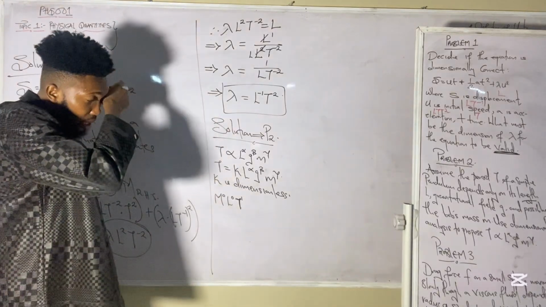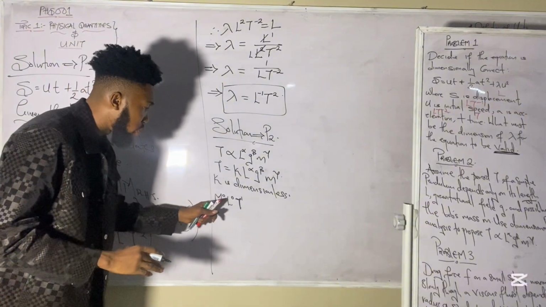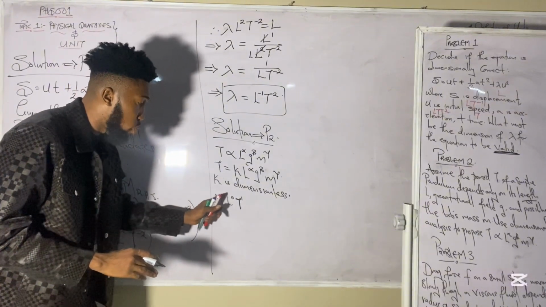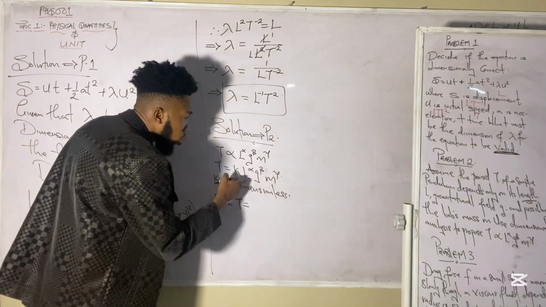Why am I doing this? I'm just doing this for clarification purposes. It means that the dimension of T does not have M, does not have L. So it's still the same thing. M to the 0, L to the 0, T to the 1 is just T. But I wrote it here for comparison's sake. You see now. What do we have here?